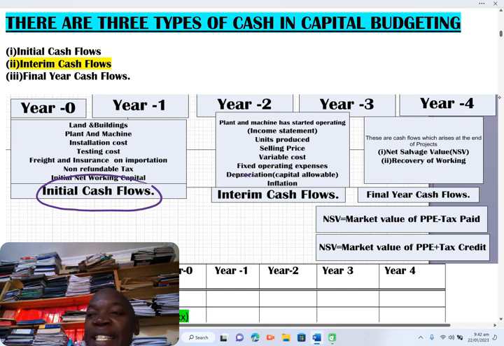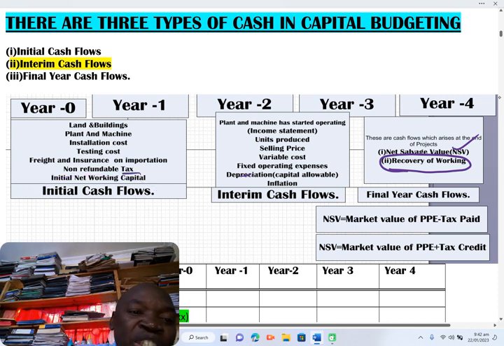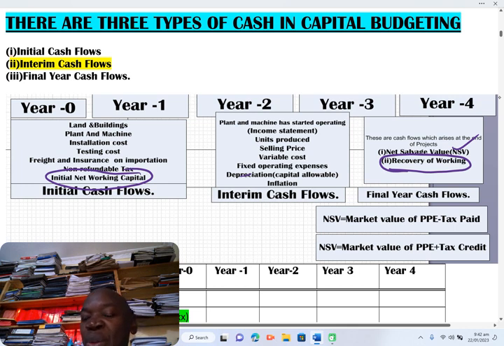So the net selling price, net of tax, is what we call net salvage value. And there is a recovery of working capital at the year end, while at the year start there is initial working capital. So that's very important to note when getting this.